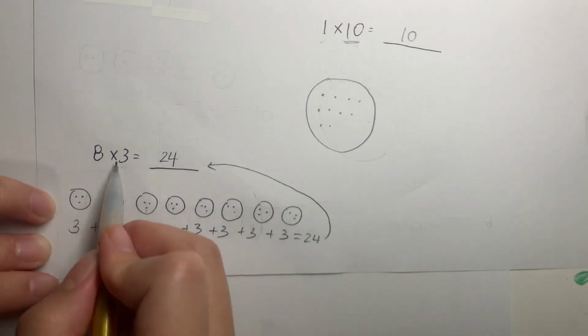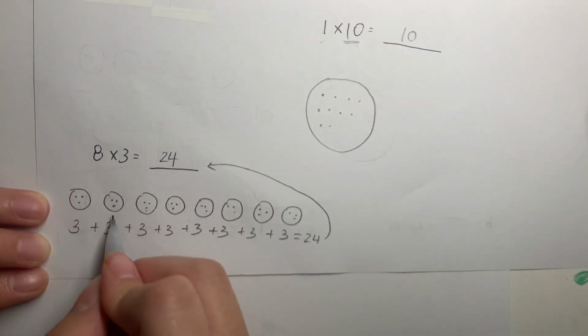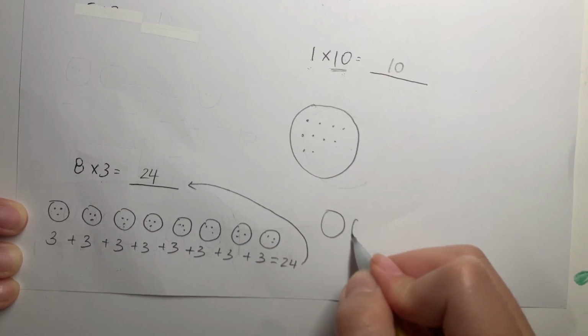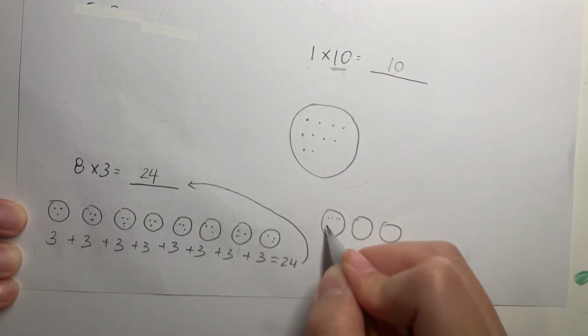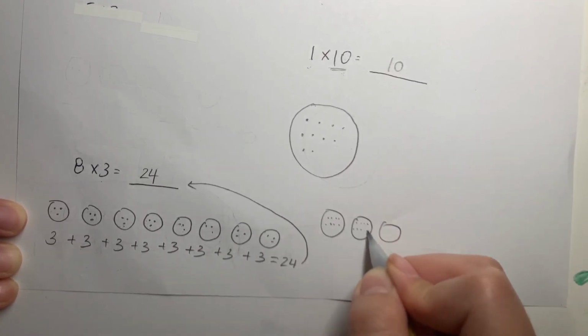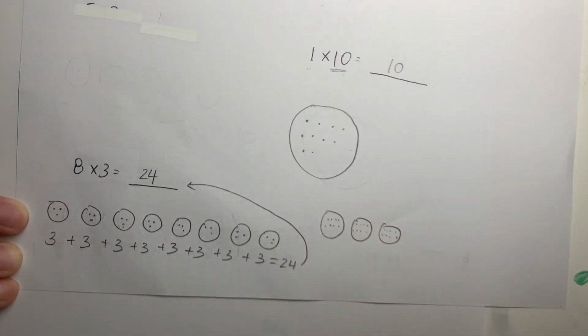You can also switch it. You can have 3 groups of 8. So 3 groups like this, 3 groups of 8 dots. You'll still get the same answer.